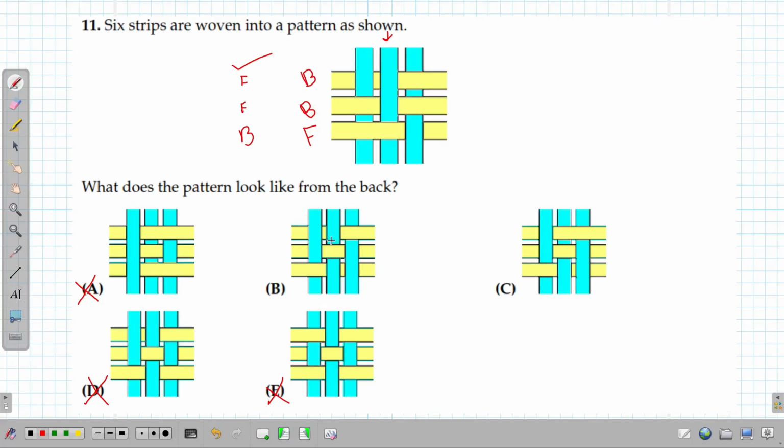Now let's see if this pattern is correct on B. So here the yellow strip is not in front of the blue strip. So yeah, B cannot be an answer. So our answer is C, because the yellow strip is in front of the blue strip, the yellow strip is in front of the blue strip, and the yellow strip is behind the blue strip. So that makes the answer C for question number 11.